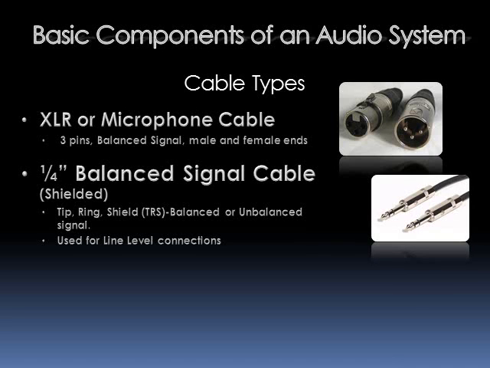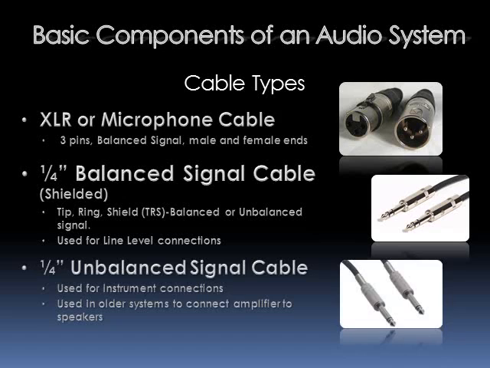Then the next most common are your 1/4 inch balanced signal cables. They work very much like the microphone cable, just different ends. Again, they have 3 wires going through them. The tip, ring, shield, just like the microphone cable, has 3 separate pins. It can be run balanced or unbalanced, and usually used for what's called line level connections. These have a greater signal voltage on them versus a microphone.